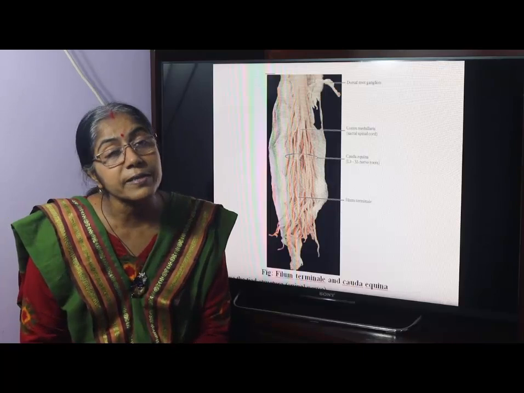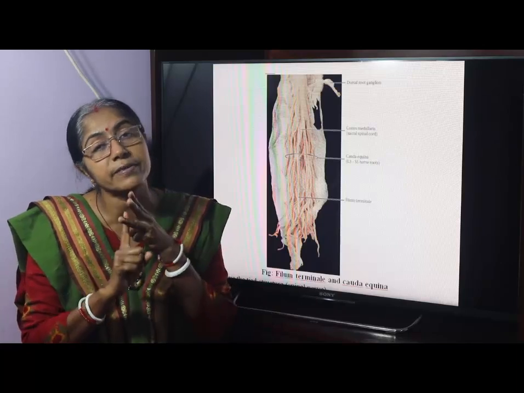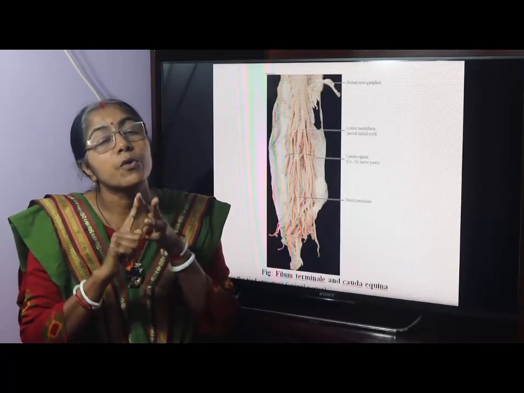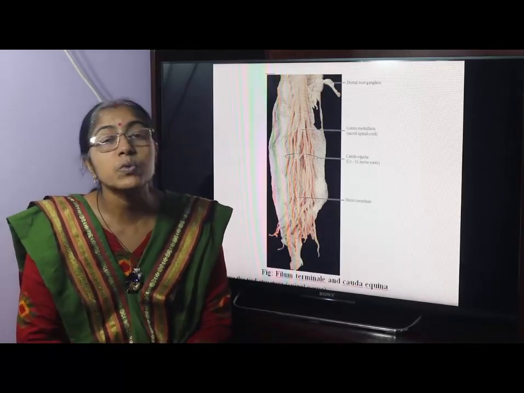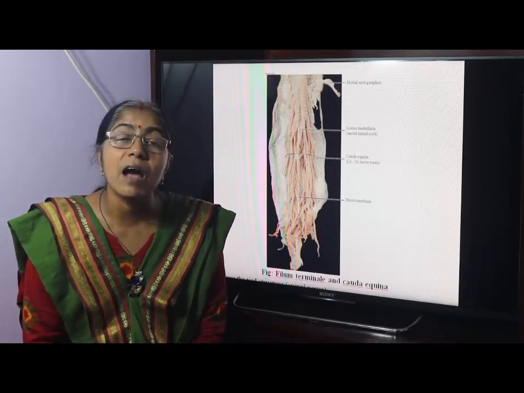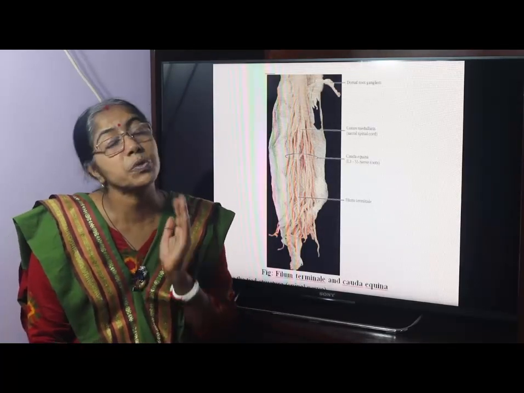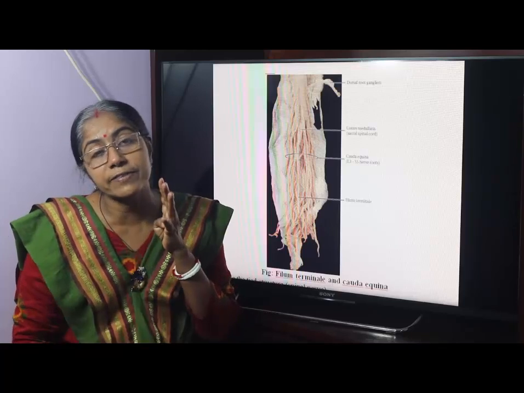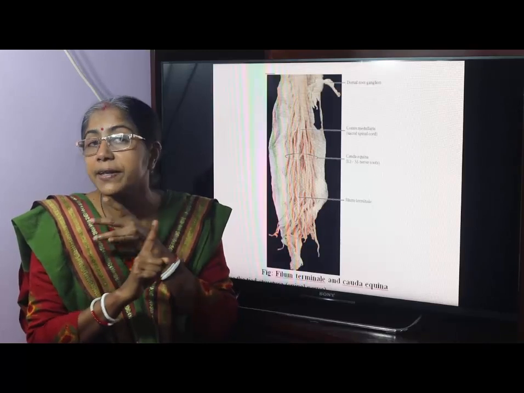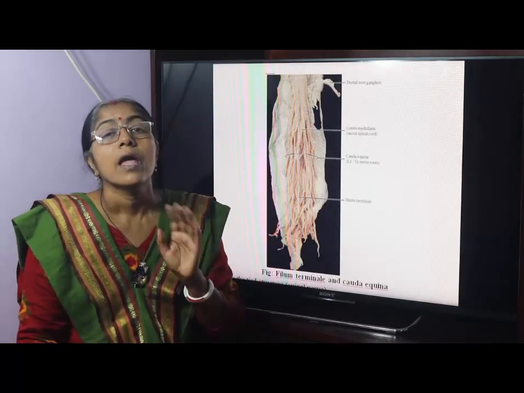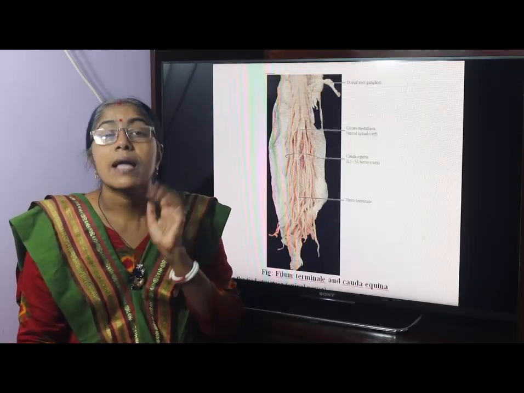Now, what are the coverings of the spinal cord? The spinal cord is covered with three meninges from outwards to inwards: dura mater, arachnoid mater and pia mater. Now, what type of tissue are the meninges? The meninges are connective tissue, and the spinal cord itself is nervous tissue. We know there are four types of basic tissue: epithelial tissue, connective tissue, muscular tissue and nervous tissue. The spinal cord belongs to nervous tissue and the meninges belong to connective tissue.